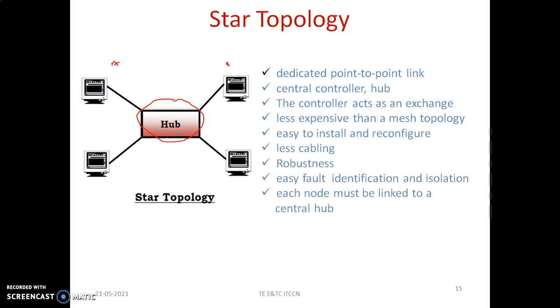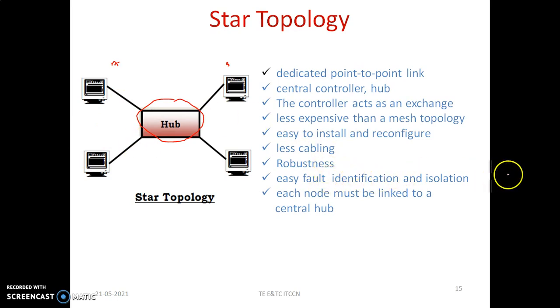Again, there are certain advantages and important features. It is easy to install and reconfigure. In case any of the nodes needs to be reconfigured, it is not very challenging or difficult, as only this link needs to be reconnected. Fewer cablings. Robustness: if some problem occurs or a node fails, it again becomes easy to troubleshoot and reconnect.